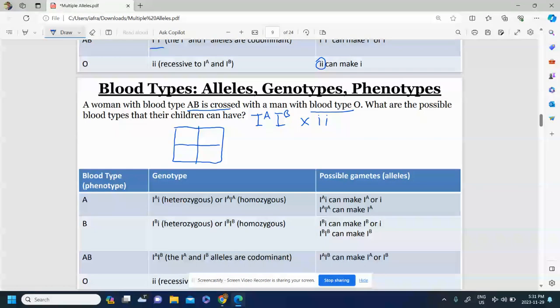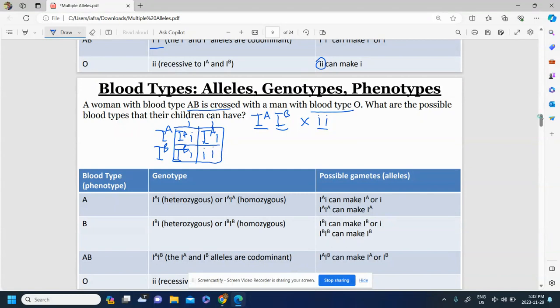On top, we'll put the gametes of one parent. So little i, little i can make little i and little i. And IA, IB can make IA and IB. And we can put them in the Punnett square. So we have IA, IA, IB, and then little i, little i.